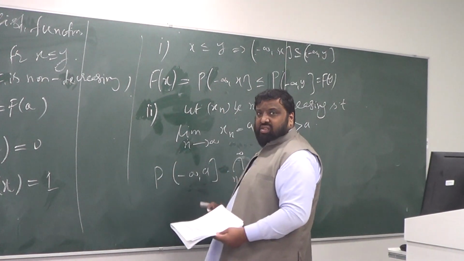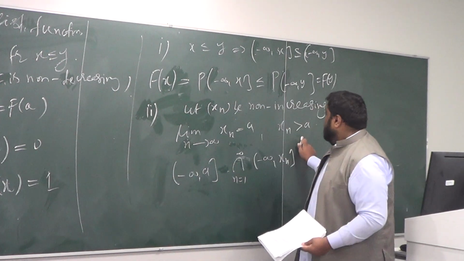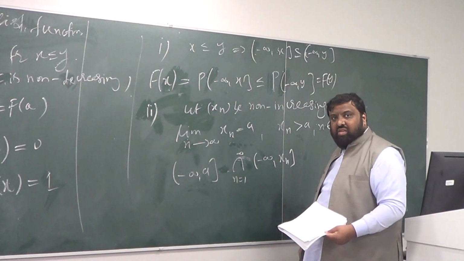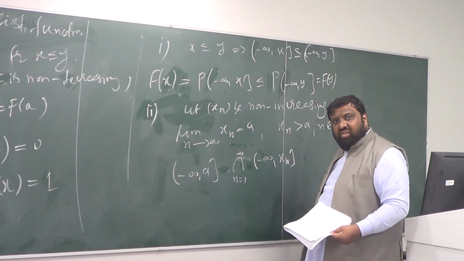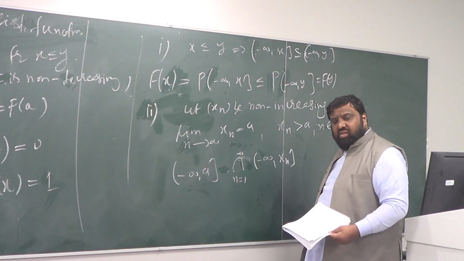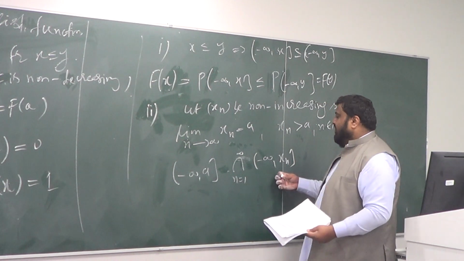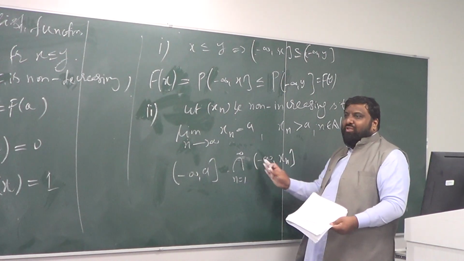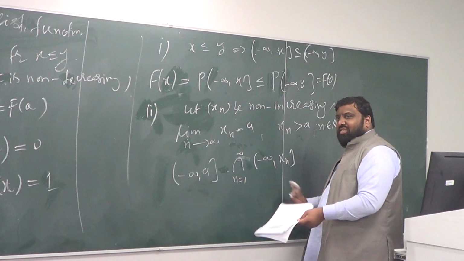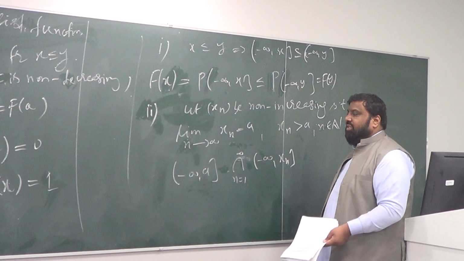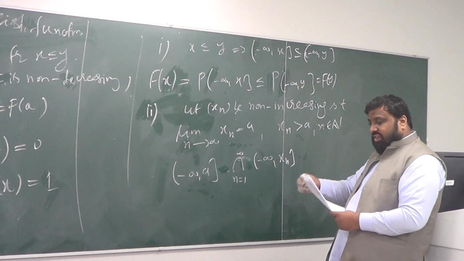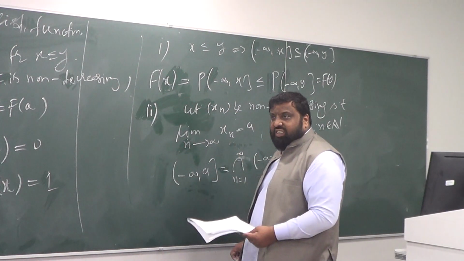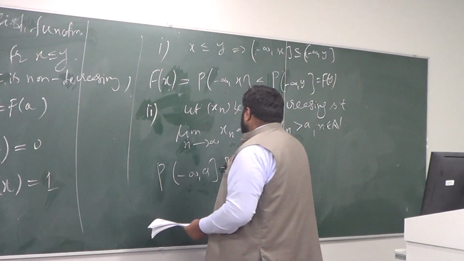We are using the assumption xn is greater than a for all n. So this is true for all n, obviously. Now the arbitrary intersection of the intervals minus infinity to xn equals minus infinity to a. A good exercise: take an element from one side, show that it's in the other, and vice versa. You can also see it pictorially. The limit of xn is a. So if you have this equality, then their probabilities would be the same.